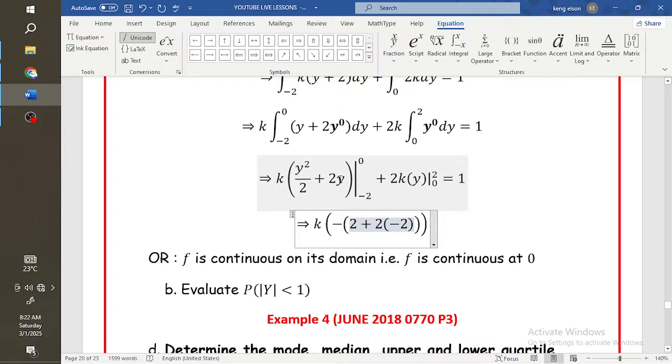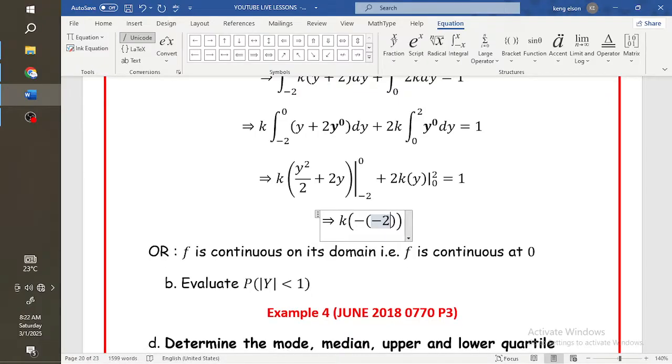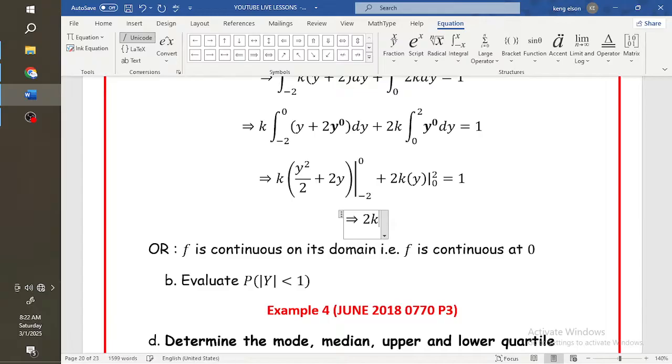Okay, now I'm going to have here 2 times negative 2 becomes minus 4. So I'm going to have here 2 minus 4 is equal to, so what is inside here is going to be minus 2. Okay, minus 2. And there's a minus sign here because we are subtracting the lower bound. And that minus sign now makes everything positive. So this is just equal to 2k.